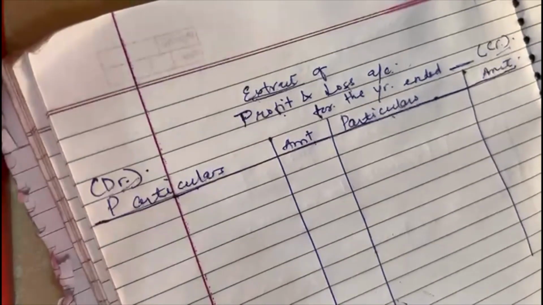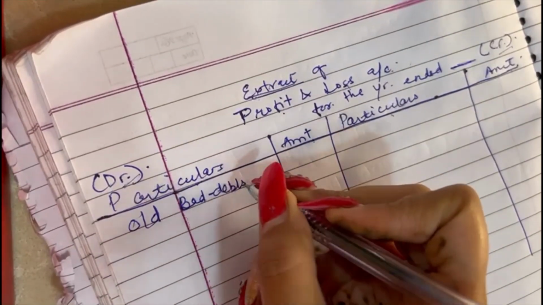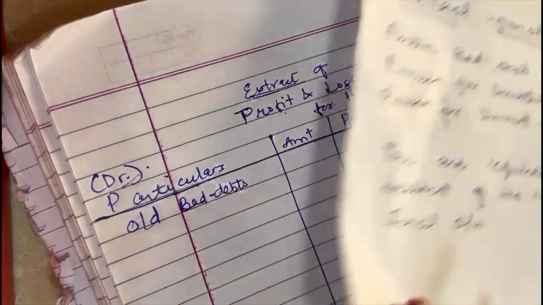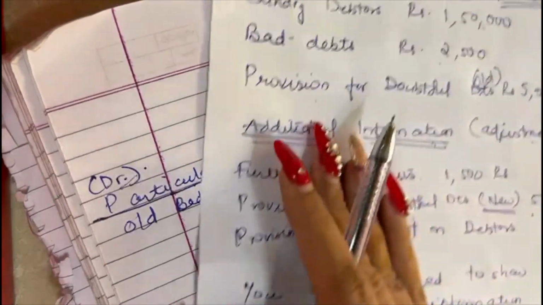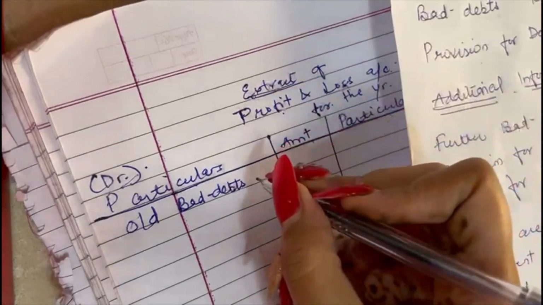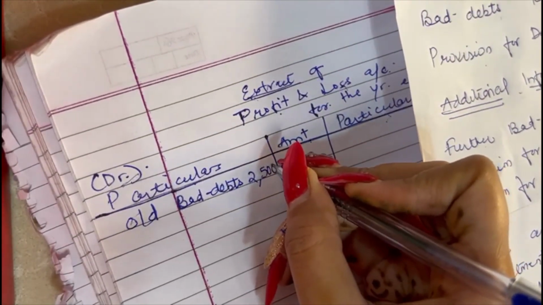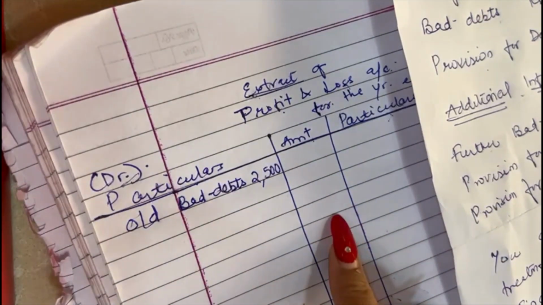First of all, we will write old bad debts. And which are the old bad debts? Those given in the trial balance. That means 2,500 rupees. This will come first of all, and all of this we will write in the inner column, and the final amount will come to the outer column.